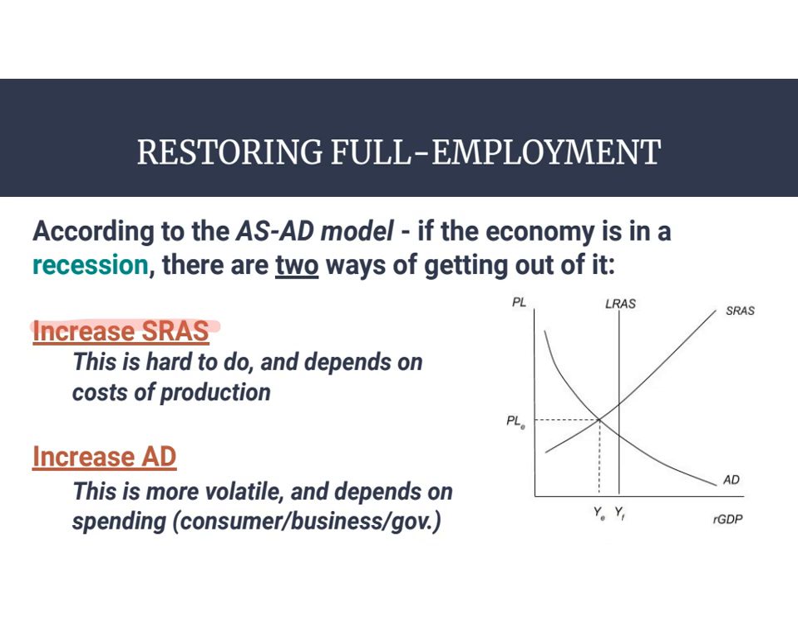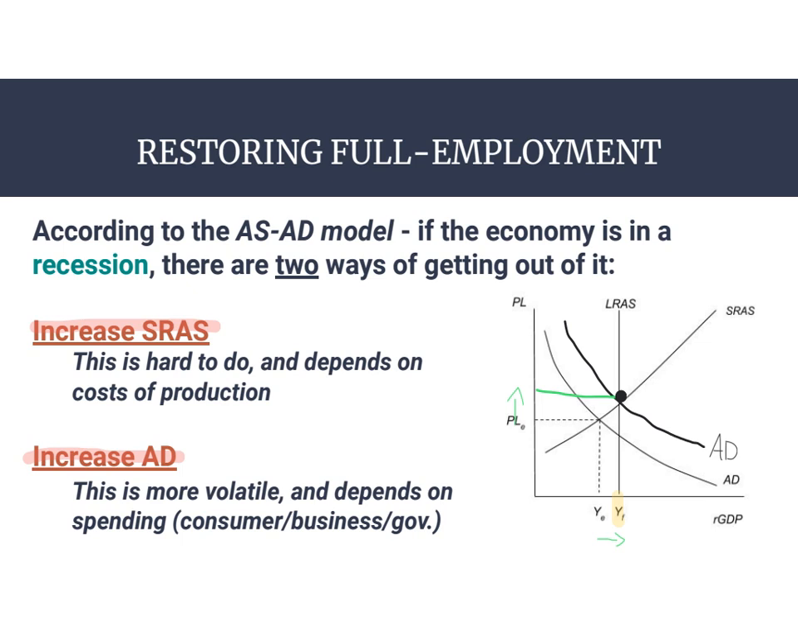So short of shifting the short-run aggregate supply curve to the right, the other alternative is to shift the aggregate demand curve to the right, like this. This could be done by increasing consumer spending, business spending, government spending, or foreign spending. And that would put us back at full employment, right? It would increase the price level, so there would be some inflation, but it would increase our output, and unemployment would go down, and we'd be back at full employment, which is a good thing, right? That's where we want to be in our economy.